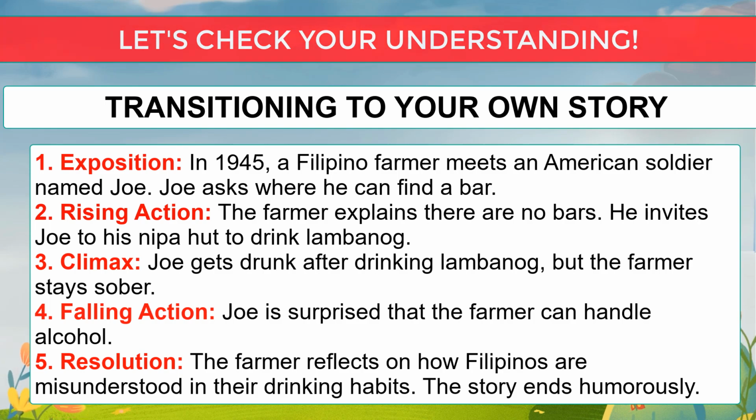Climax. Joe gets drunk after drinking lambanog, but the farmer stays sober. Falling action. Joe is surprised that the farmer can handle alcohol. Resolution. The farmer reflects on how Filipinos are misunderstood in their drinking habits. The story ends humorously. Well, here is mine. Does it sound like your answers? Then, good job.